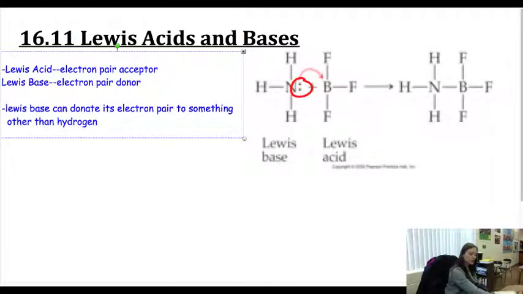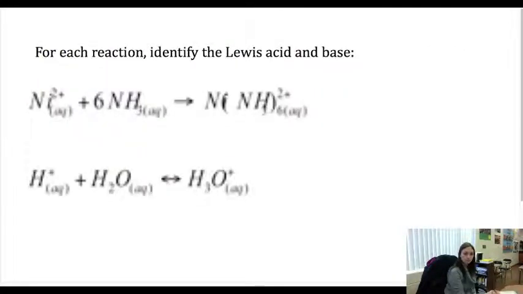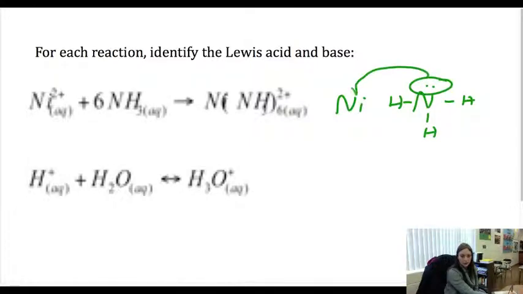Okay, let's look at the example. I have Ni and NH3 making Ni(NH3). So I've got an Ni, and I've got NH3, and NH3 has those lone pairs. So N here has my lone pair. It's going to donate it to nickel. That way nickel can attach itself to the NH3, which is all that happened there. So that would make NH3 my Lewis base and Ni my Lewis acid.